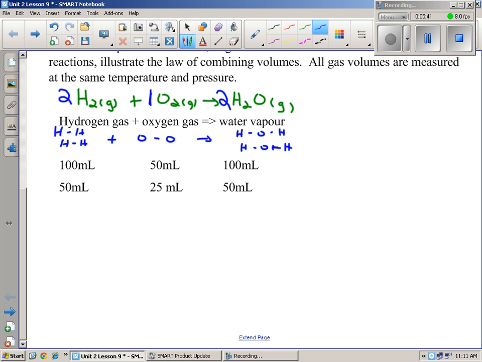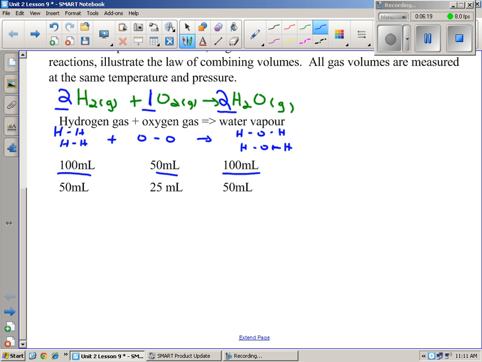Look at the blue numbers. Look at the volumes. Do they match up? See. Yes, exactly. Hydrogen's double oxygen, and this is double the oxygen as well. Look, this is a 2 to 1 to 2 ratio. Look at the volumes. It's a 2 to 1 to 2 ratio if you simplify the volumes, yes? 50 to 100, that's times 2, yes? 1 to 2. Yeah? Okay?